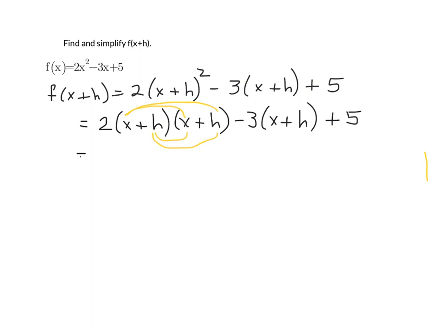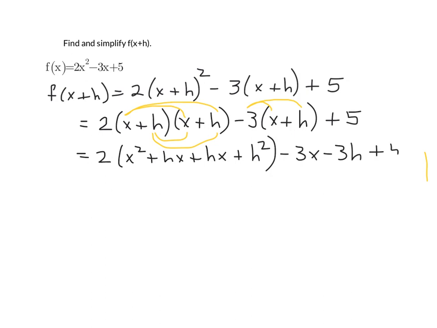So that will give us 2 times x squared plus hx plus another hx for the inner terms, and then plus h squared. Let's also distribute the 3, or negative 3 rather, through the parentheses, making minus 3x minus 3h plus 5.